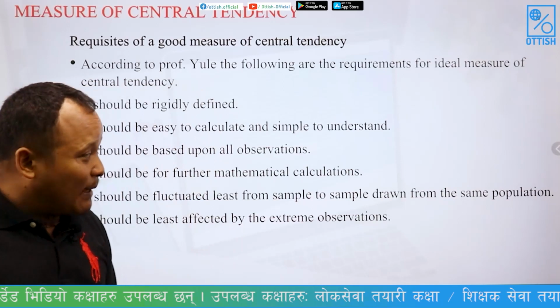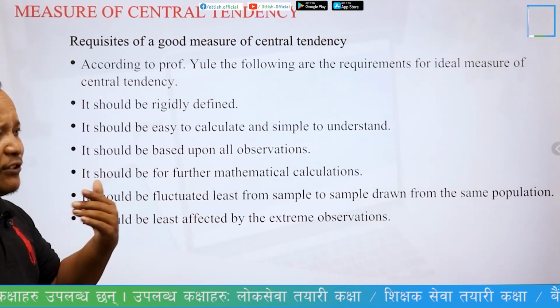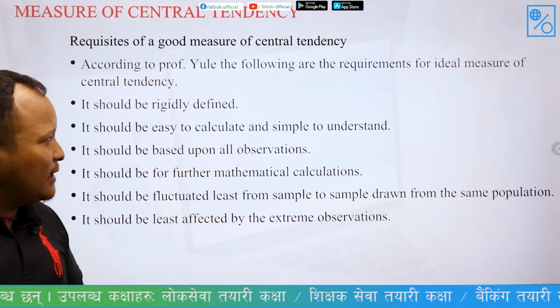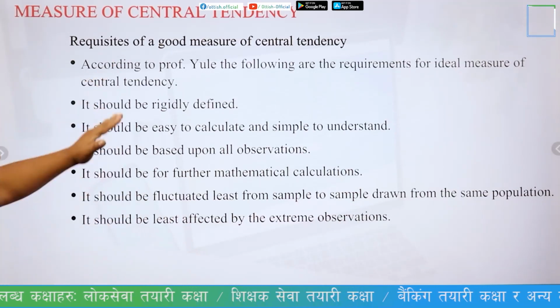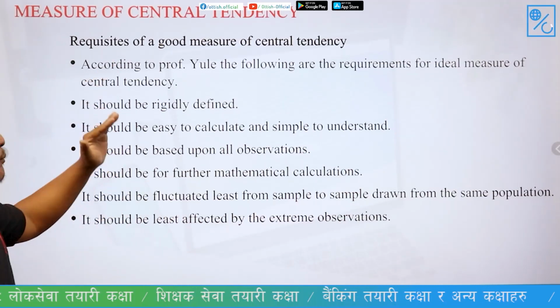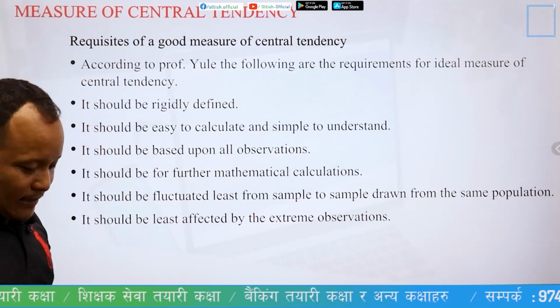Largest and smallest values are said to be extreme values. Those values should not affect the measure of central tendency. These are the characteristic requisite properties of a measure of central tendency.